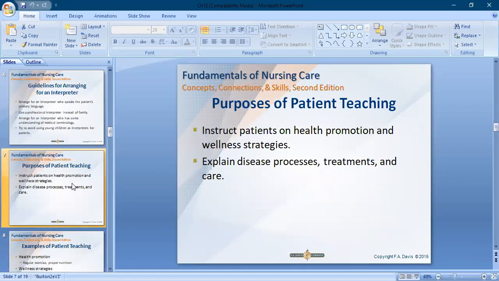So here, and also next, the purpose of patient teaching. The purpose is to instruct the patient on health promotion and wellness strategies, and also explain the disease process, treatment, and care. What are the purposes? First of all, explain the disease, diagnose the disease, the treatment options of the disease, right? What are the different kinds of care and services you provide, and finally promoting health, the basic and most important purpose of the teaching.